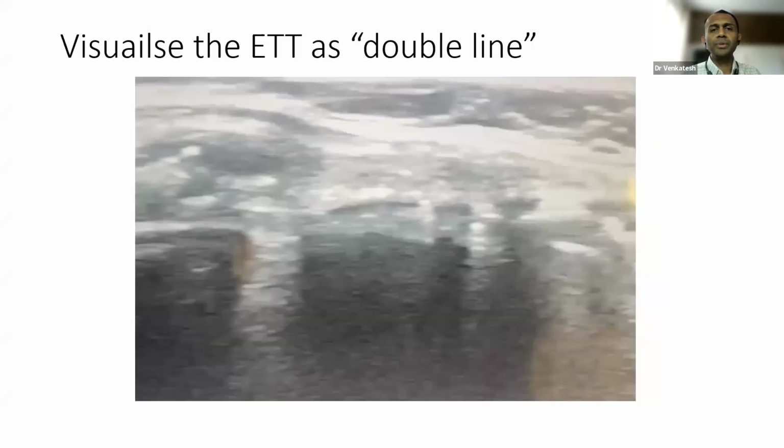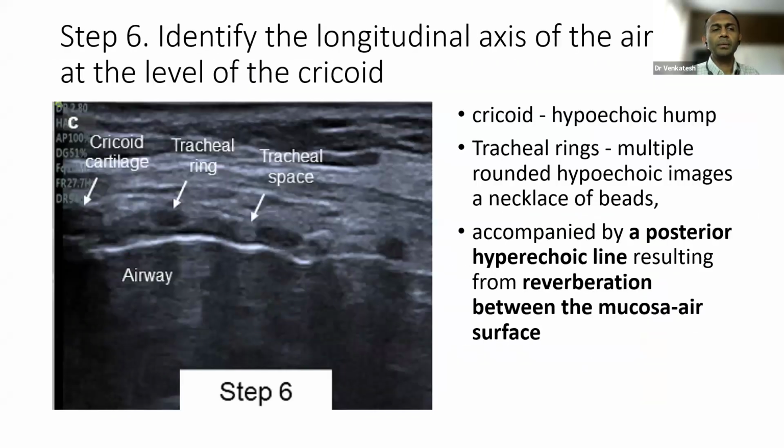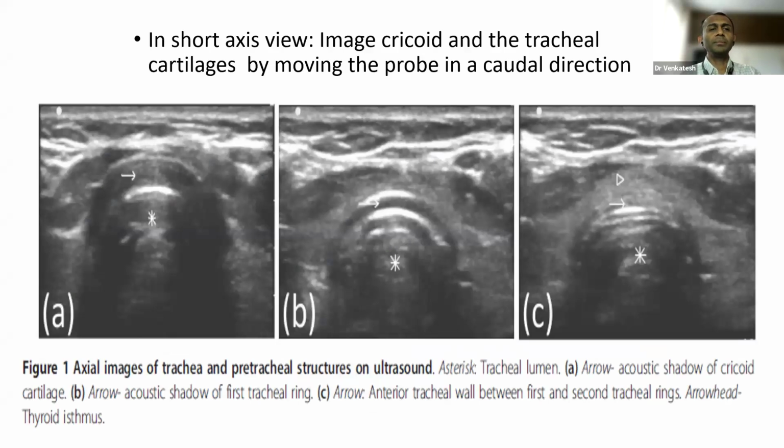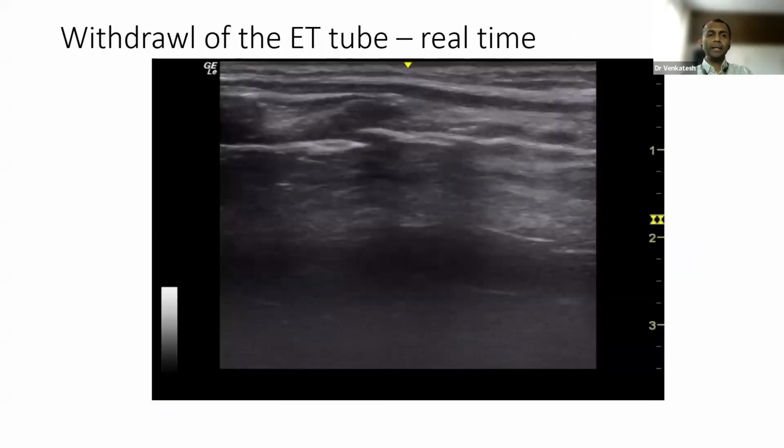I'll show you another image which helps you to understand. This one. See, the first image is the cricoid cartilage. This is how the larger hump of the cricoid cartilage is visible. The middle one is the first tracheal ring. Immediately after that, you stop. As you are sliding down, you stop at that. That is the point of entry for you. That is step 9.